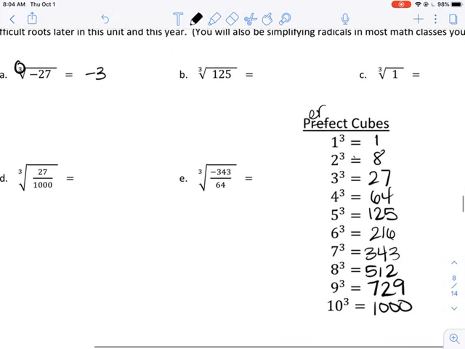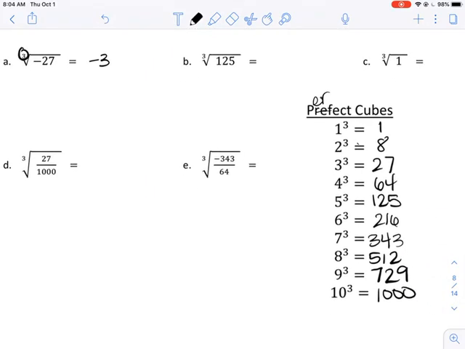All right. We're going to go over here. The rest of these should be pretty simple. On B, we're looking for the cube root of 125, or what cubed equals 125. And I look and I see 5 cubed equals 125. So my answer is 5. And then 1 cubed equals 1. So the answer on C is 1.